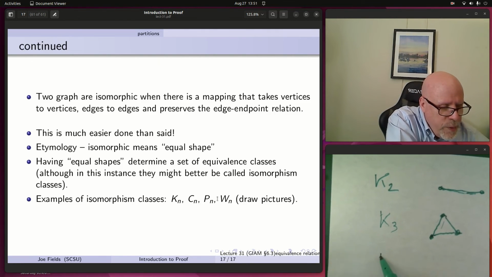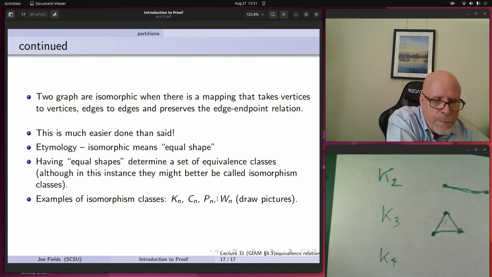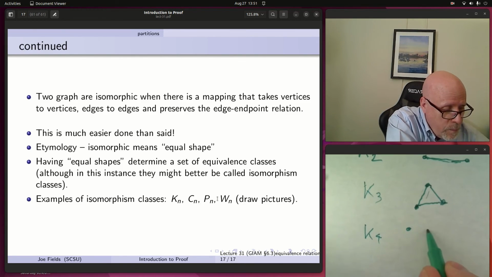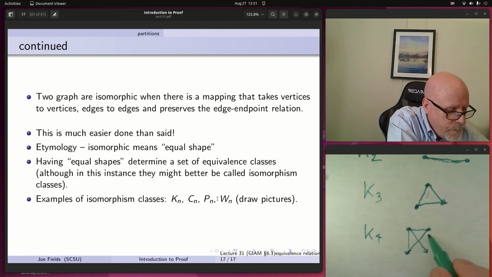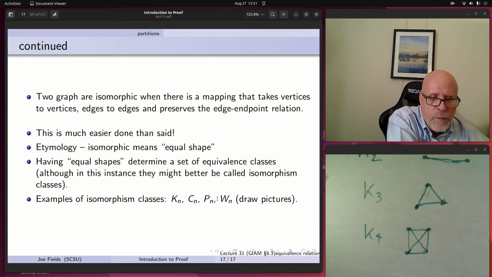I'm going to show you two different ways to draw K4. One of which is: drop 4 points on the page, and then make every connection you possibly could between things, but only one of the possibilities. That's a way to draw K4.